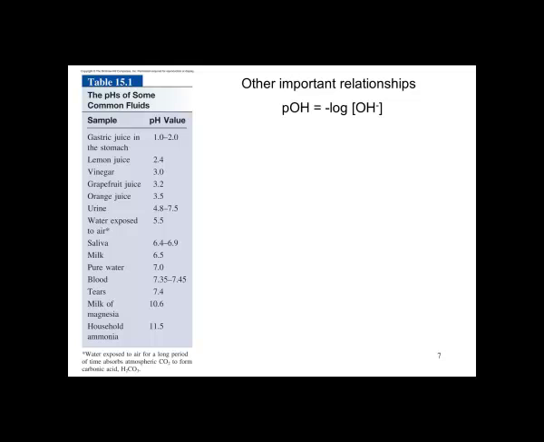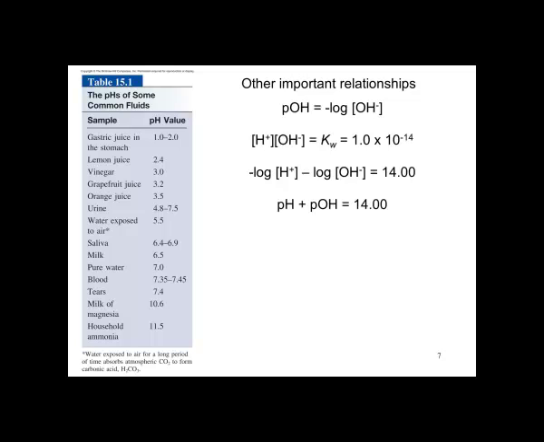There are some other important relationships we should know. The pOH is minus the log of the hydroxide ion concentration. The ion product, remember, is 1 times 10 to the negative 14th. If we take logs of both sides, minus the log of the hydrogen ion concentration, minus the log of the hydroxide ion concentration is going to be equal to 14. Therefore, the pH plus pOH equals 14. If you know one, you can calculate the other.